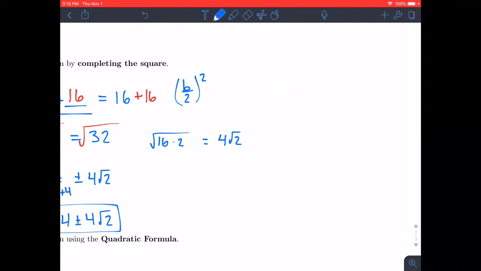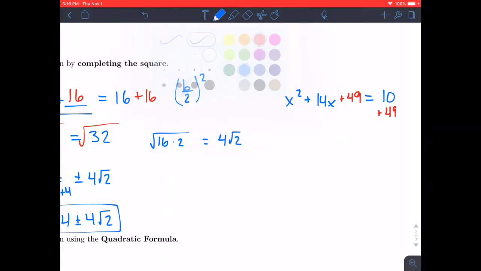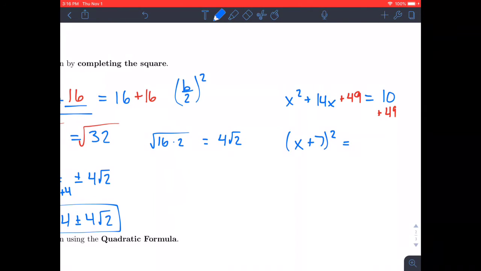I guess a real quick similar example, let's say we had x squared plus 14x equals 10. We would take half of 14, that's 7. 7 squared is 49, so we would add 49 to both sides. That left side factors into x plus 7 squared equals 59, and you would finish solving that by taking square roots and simplifying. So that's completing the square.